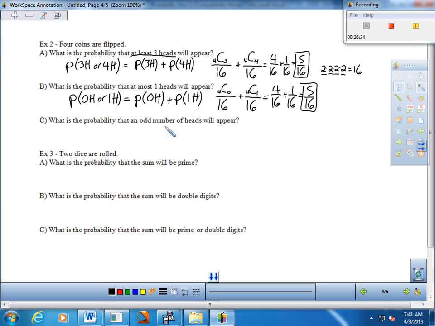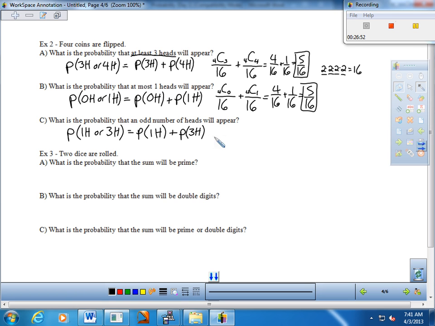Letter C. Let's keep it rolling. Odd number. Again, interpret. What does that mean to you? An odd number of heads when 4 coins are flipped. So what that means is either 1 head or 3. And so we would take, again, or means add. Sorry for being redundant, but it does help. Plus the probability of 3 heads.